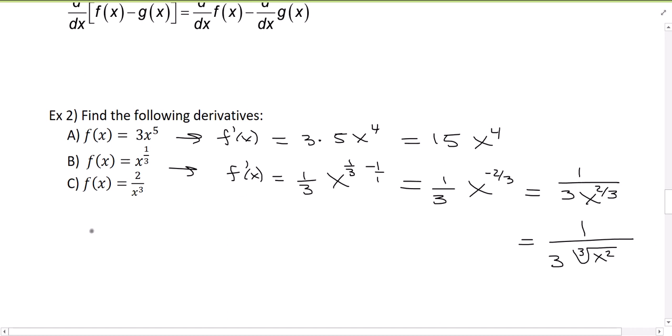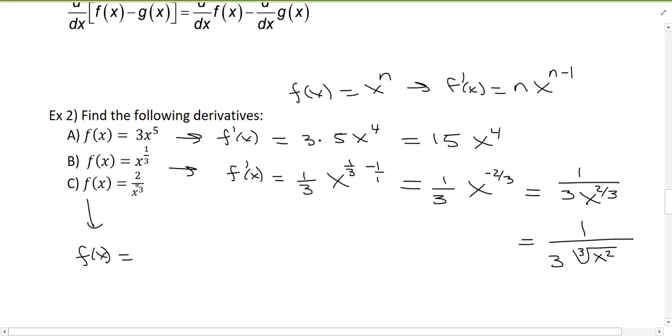And what about part C? f of x equals 2 over x to the third. So I want to be able to use the general power rule that if I have f of x equals x to the n, the derivative is n x to the n minus 1. But here I don't have x to the n, I have 2 over x to the n. So how can I write it as x in the numerator to the n? We can bring it upstairs, right? So right now it's in the denominator, we can bring it to the numerator as a negative exponent. So it's 2x to the minus 3, that's f of x.